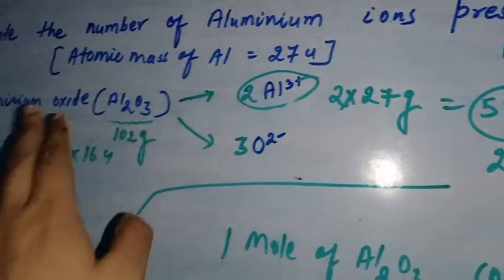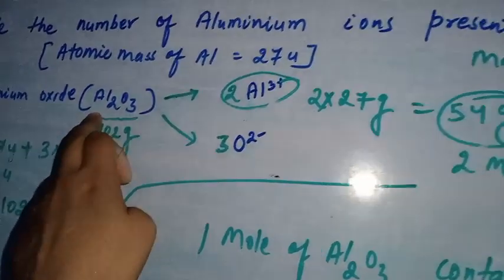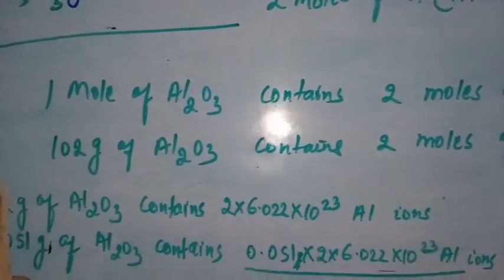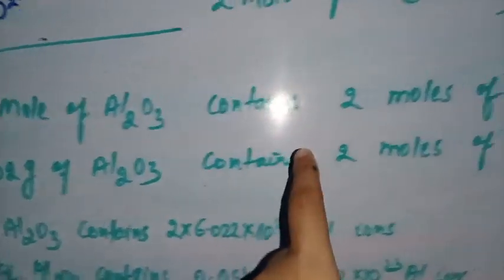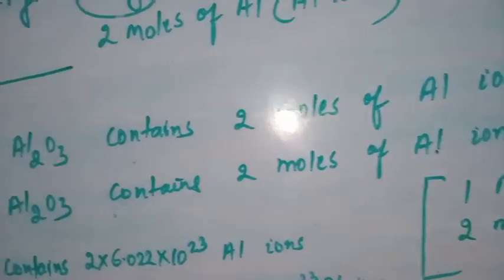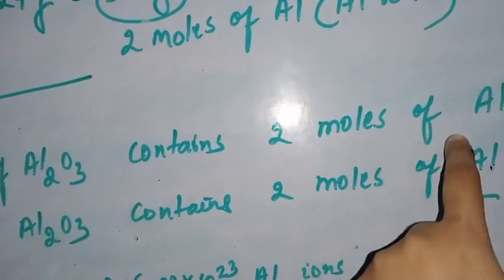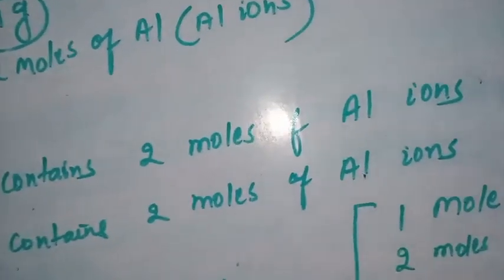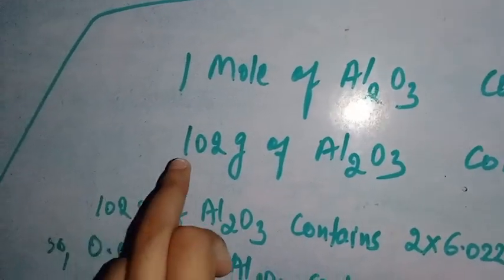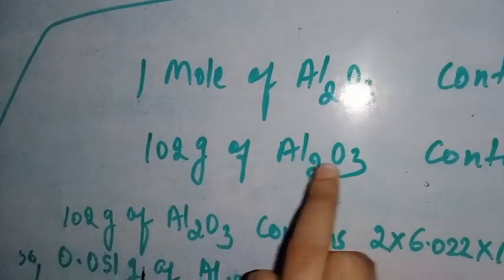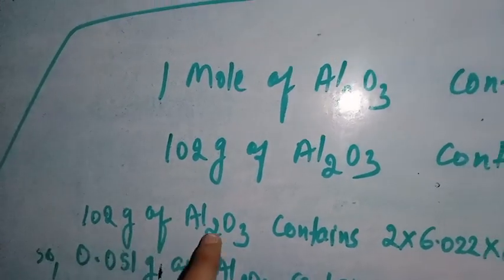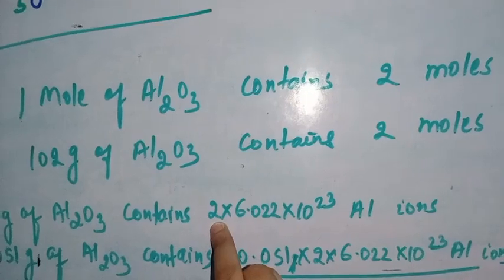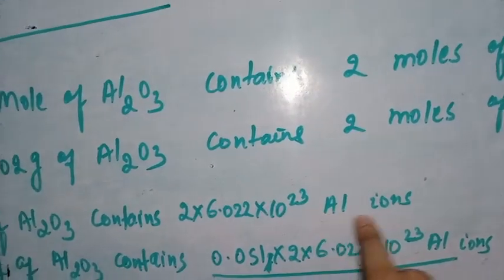So now we can also say that 1 mole of aluminum oxide contains 2 moles of aluminum ions. That is the thing we have written here, 1 mole of aluminum oxide contains 2 moles of aluminum ions. And 2 moles of aluminum ions can be written as 2 into 6.022 into 10 to the power 23 aluminum ions. And 1 mole can be written as 102 gram of aluminum oxide. So we can write it as 102 gram of aluminum oxide contains, in place of 2 moles I have written, 2 into 6.022 into 10 to the power 23 aluminum ions.